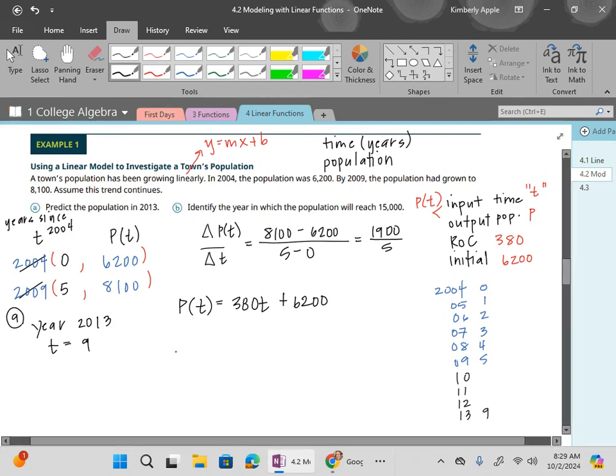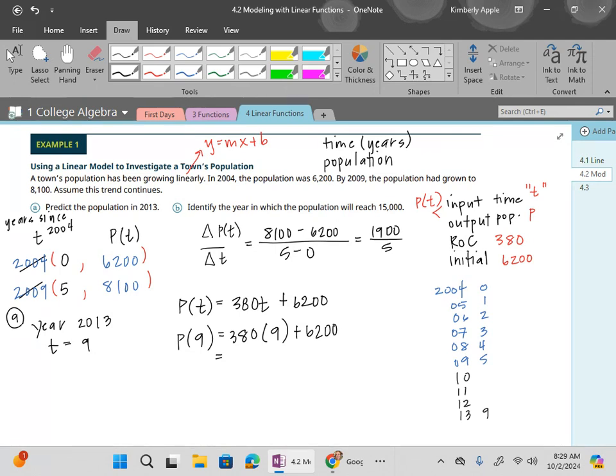So we'll do that. We'll say, okay, well, what's P of 9? 380 times 9 plus 6,200. This is equivalent to adding 380 to 6,200 nine times, but multiplication makes things easier. Times 9 plus 6,200. Y'all double check me. I got 9,620.